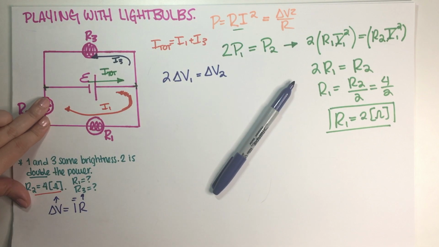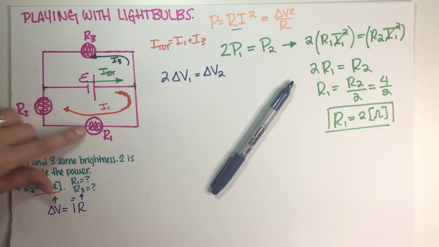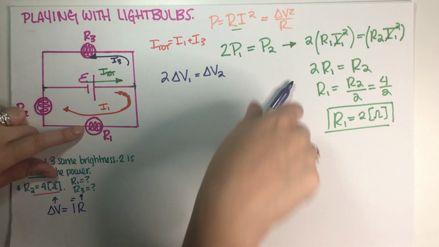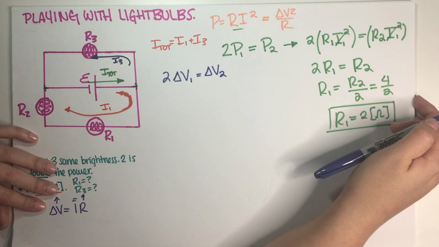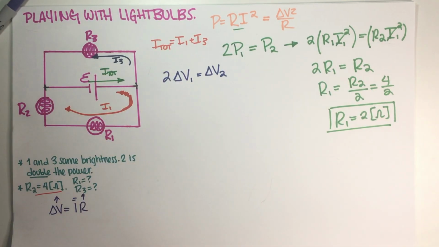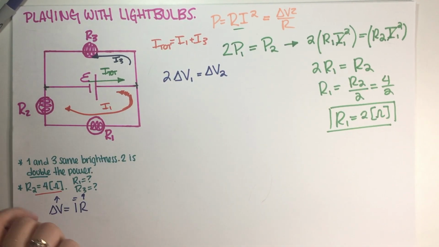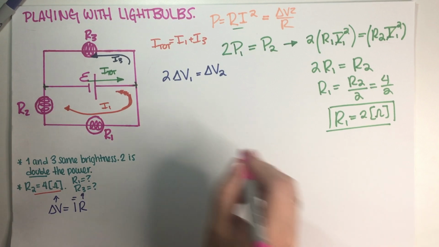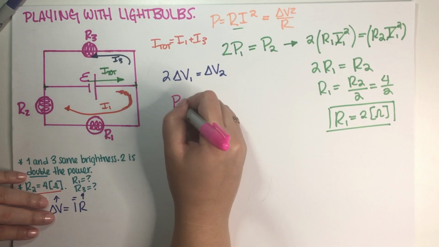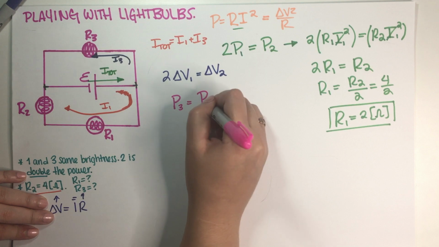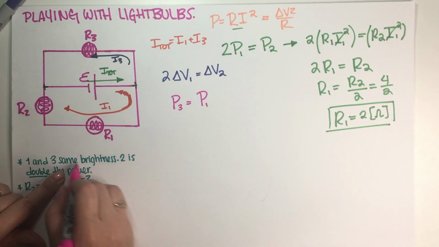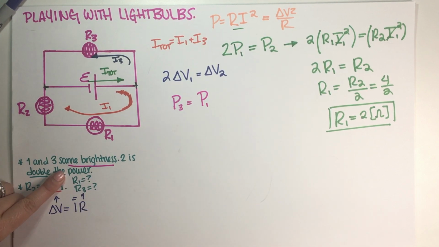So let's see. First of all, I know that this one and this one over here have the same power. So let me just start by writing that down. So let's just try working things out. The power dissipated by 3 is exactly the same as the power dissipated by 1, because they have the exact same brightness. So this is one of the connection points. So now let's see what else we can figure out.